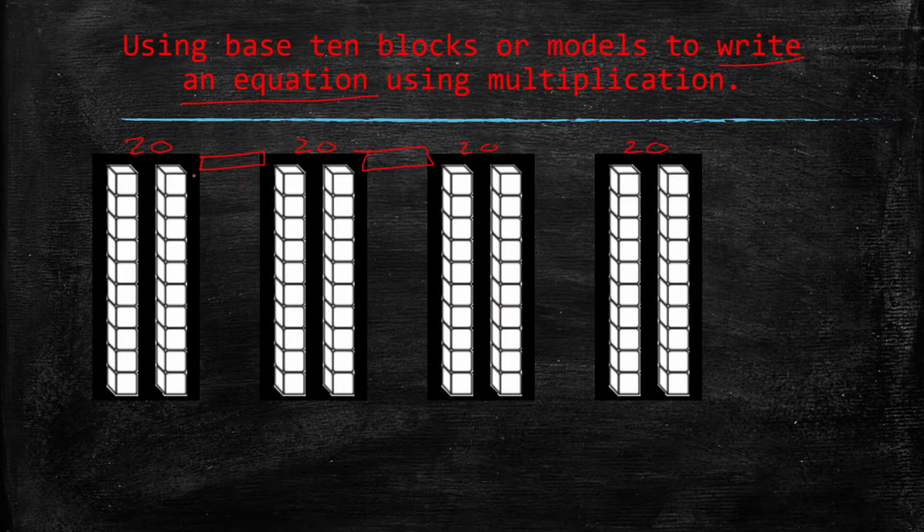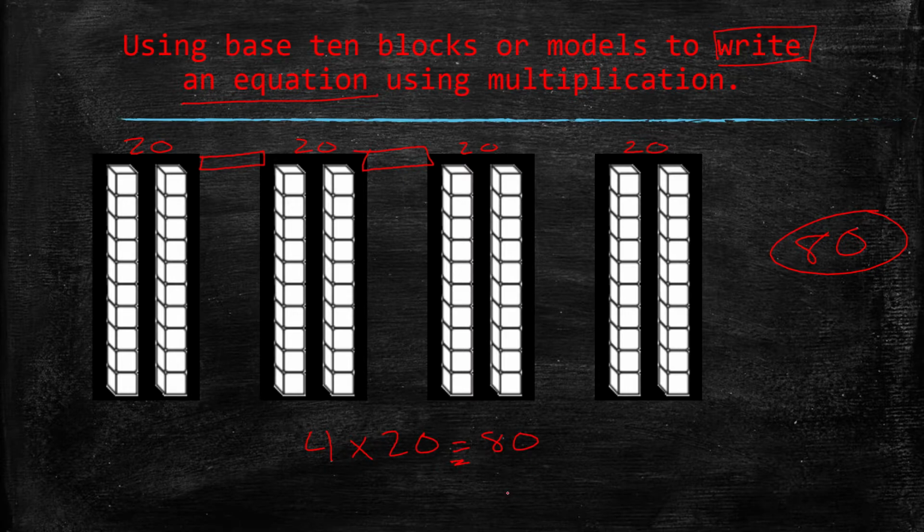Now, you may know the answer. Oh, there's 80 of them. If you put 80, that is not the answer that the problem wants you to do. It's telling you to write an equation. So in this case, how many sets of 20 do we have? 1, 2, 3, 4. So we would have 4 times 20 equals 80.